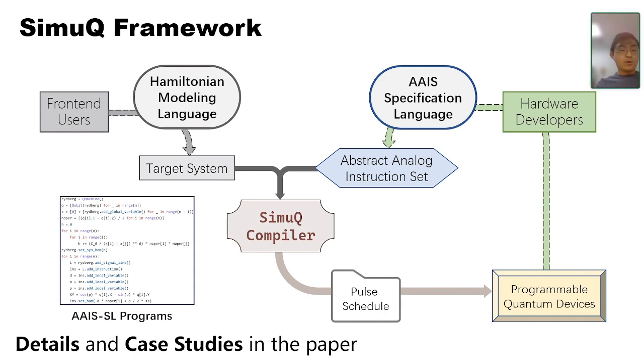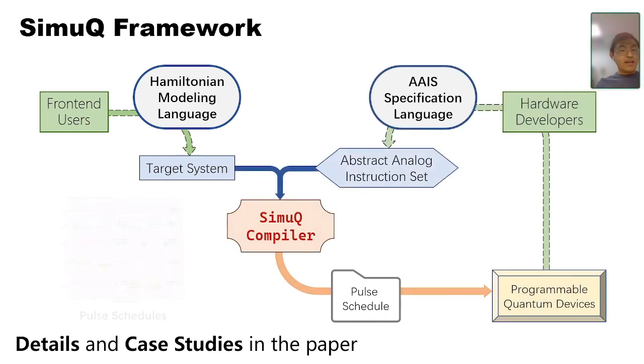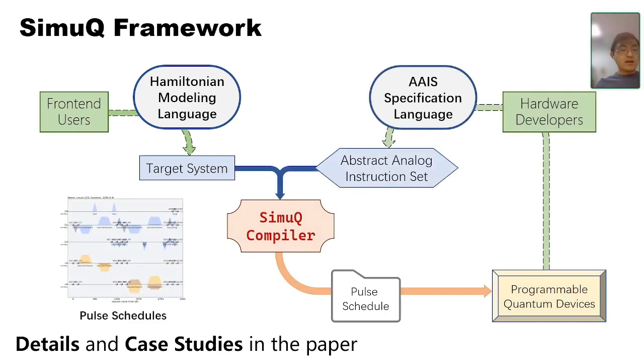Here we have an example code snippet for an AAIS SL program. For front-end users, they can program the target quantum systems they want to simulate in Hamiltonian Modeling Language. A short example is shown here. You can see that you only need to write a few lines of code to program a Hamiltonian system. Then the AAIS and quantum systems are sent into the SimuQ compiler to generate pulse schedules and send them to quantum devices to be actually executed.